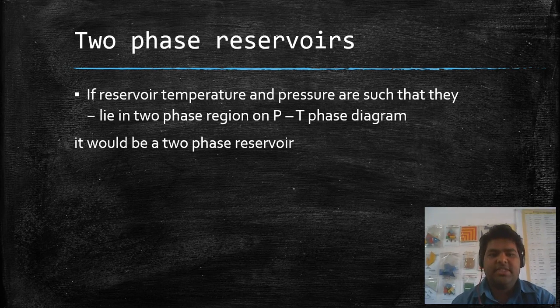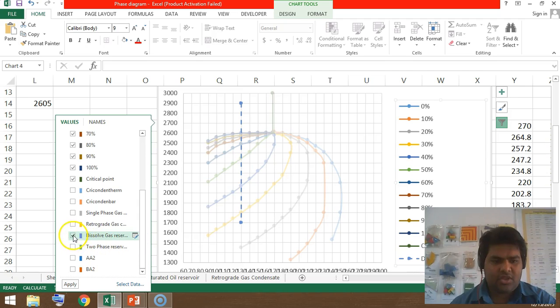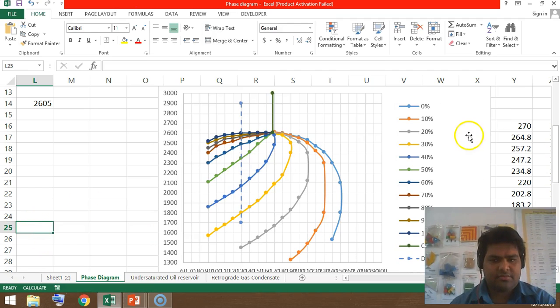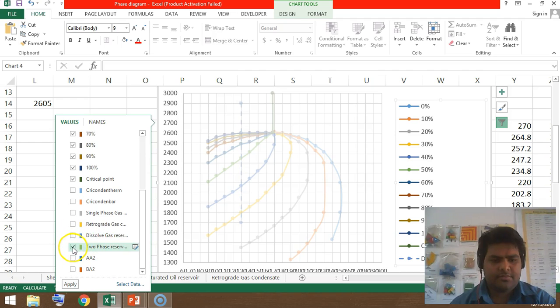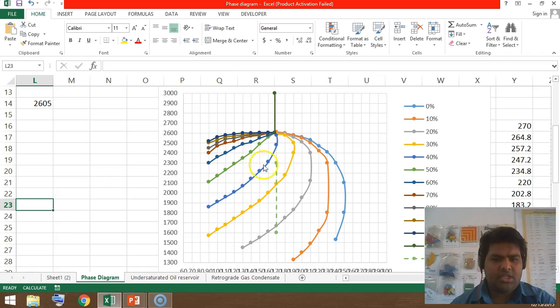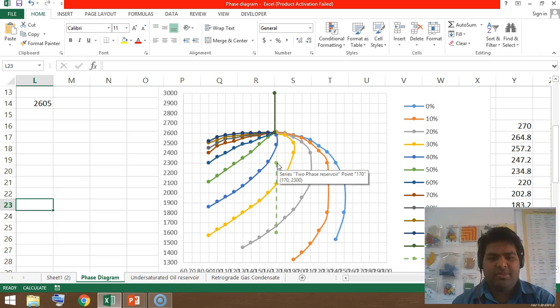The last kind of reservoirs we need to see are two-phase reservoirs. So the condition for two-phase reservoirs is simple. If the reservoir temperature and pressure are such that they lie inside the two-phase envelope on the PT phase diagram, it would be a two-phase reservoir. So let's have a better look at them. So this point on the green line, let's call it D. So D lies inside the two-phase envelope. So if the point representing the pressure and temperature of the reservoir fluid is inside the two-phase envelope, then the reservoir is a two-phase reservoir.